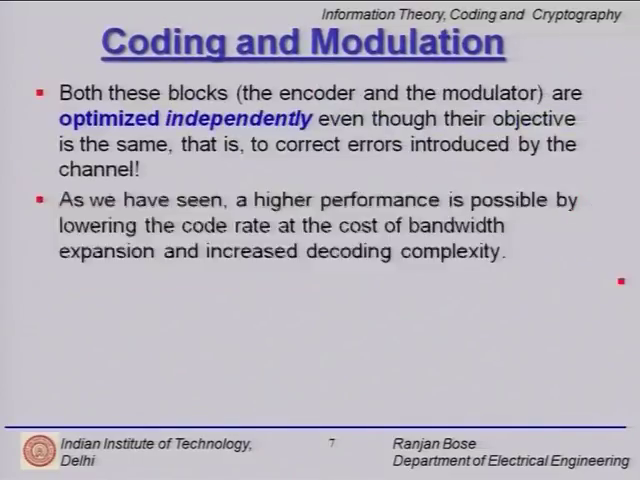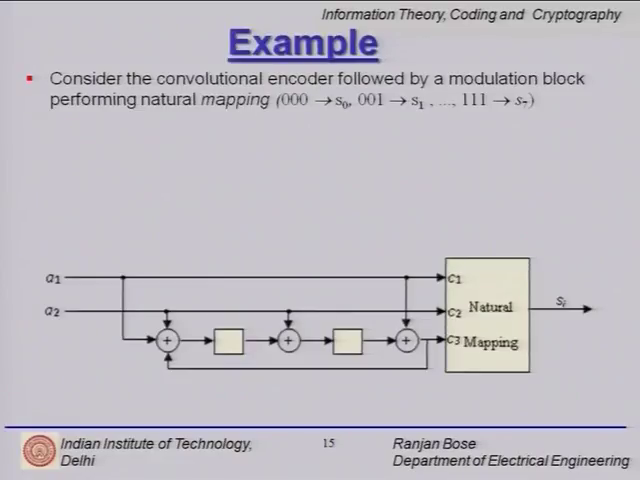So, we come back to our slide. So, let us look at this example now. Let us consider a simple example where if you see a trellis encoder in the beginning, it takes in 2 bits A1 and A2 and gives out 3 coded bits C1, C2, C3.